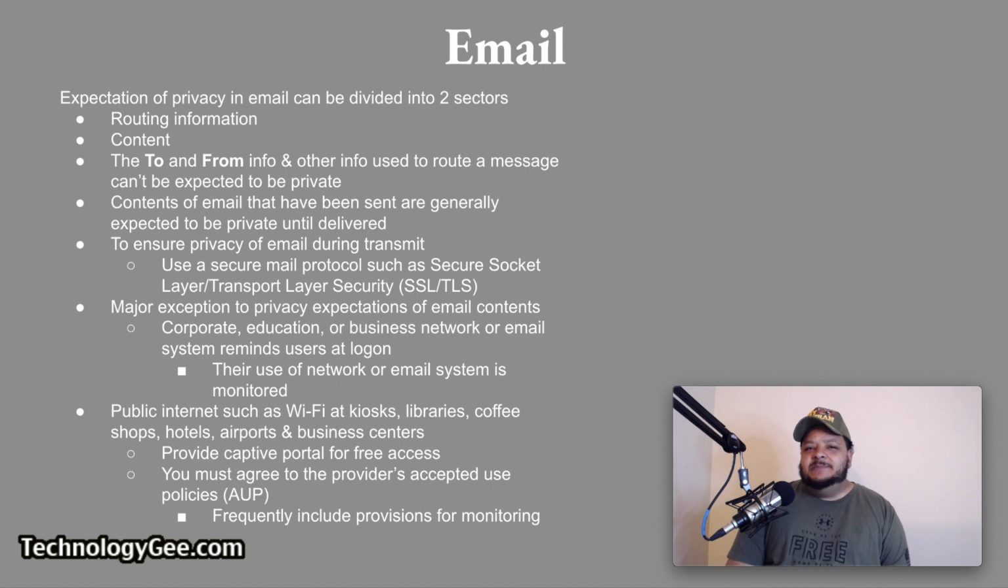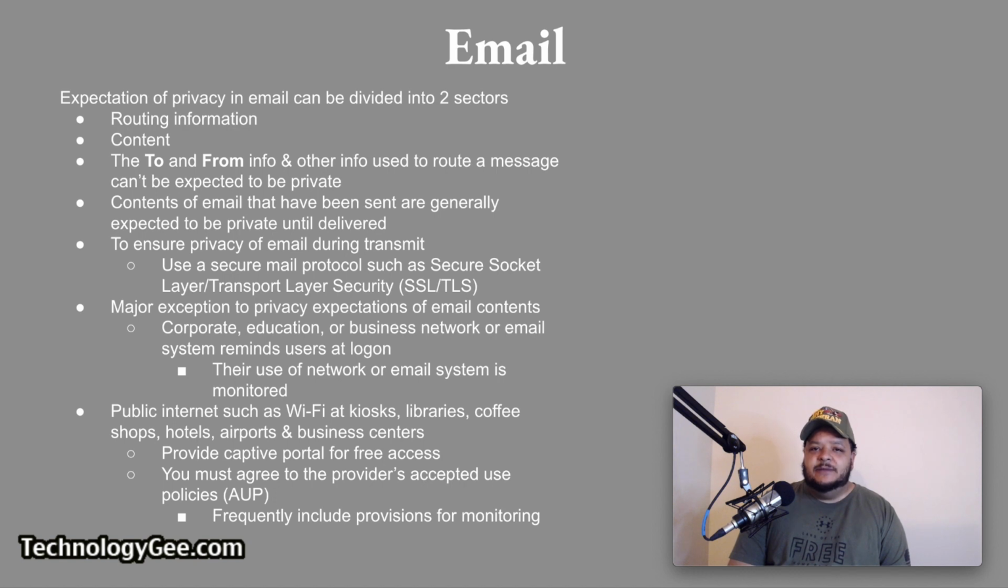Email. The expectation of privacy in email can be divided into two sections: the routing information and the content. Just as with telephone numbers and postal mail addresses, the to and from information and other information used to route a message cannot be expected to be private. However, the contents of an email message that have been sent can be generally expected to remain private until delivered.